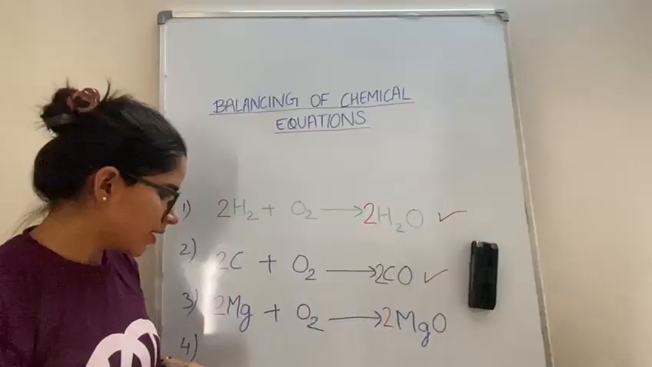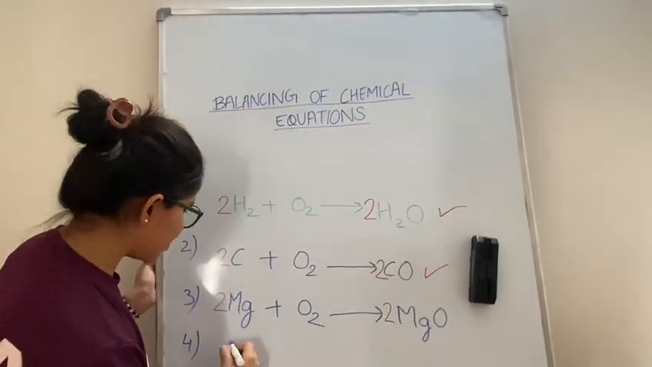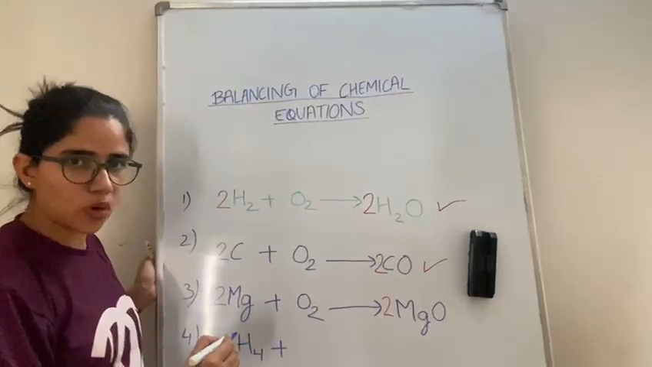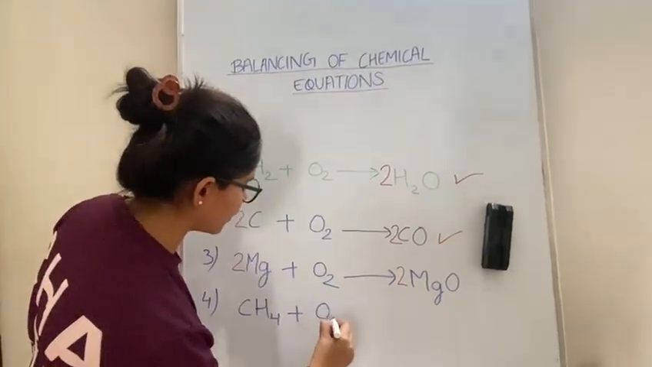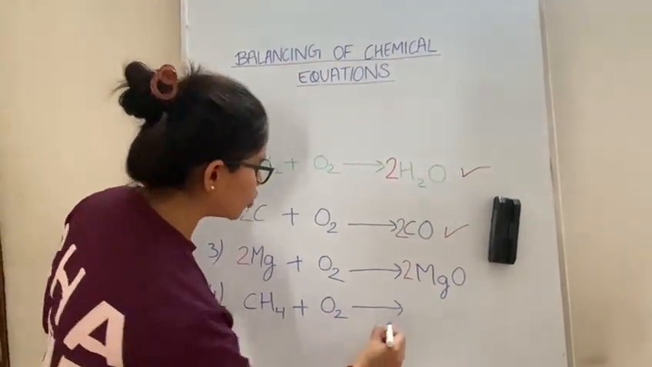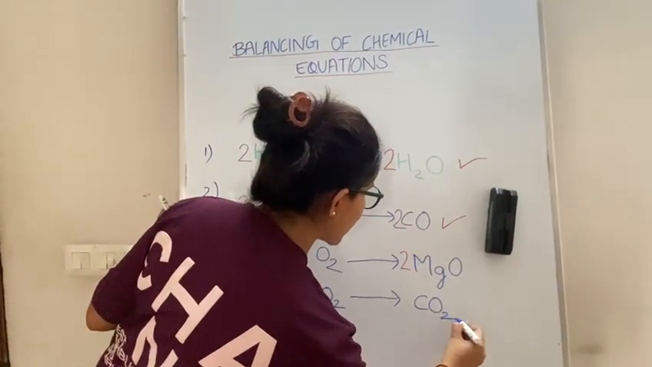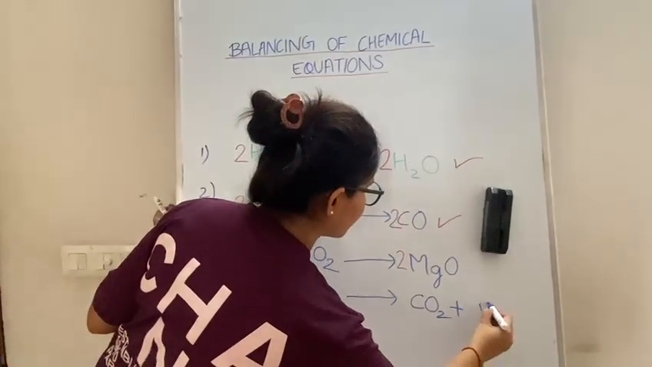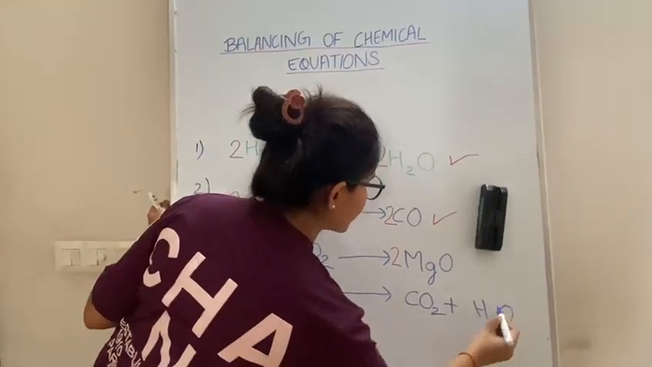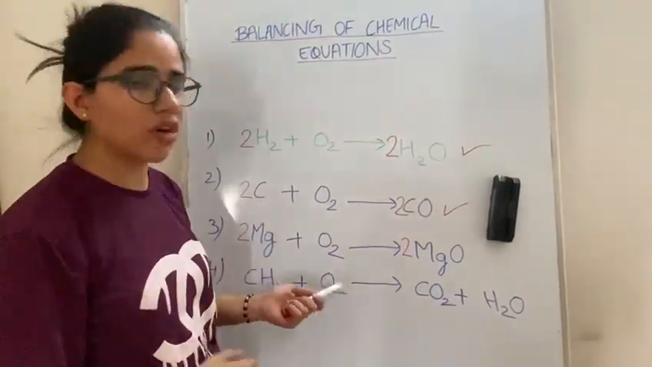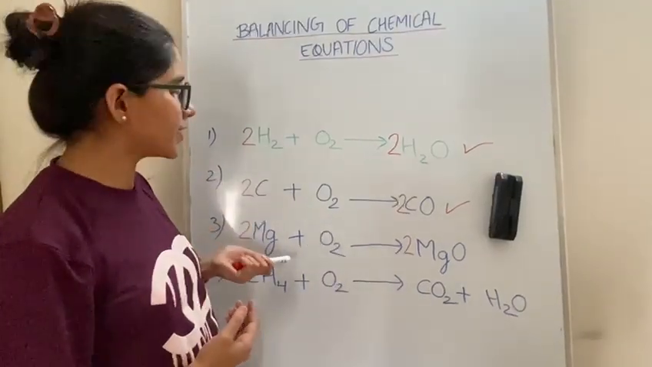Next example is CH4, that is methane. It is reacting with oxygen, O2, to give CO2, that is carbon dioxide, and H2O. It is water. So we will balance it. Here also we will follow the same steps which we did in earlier examples.